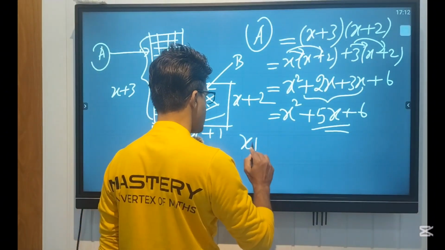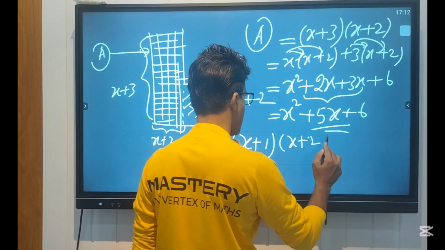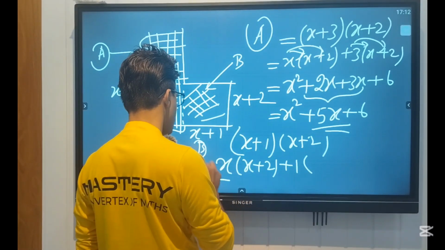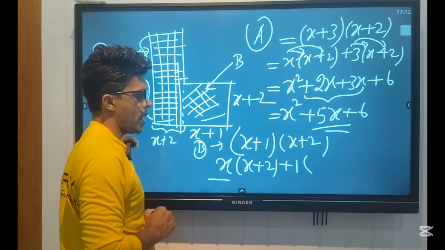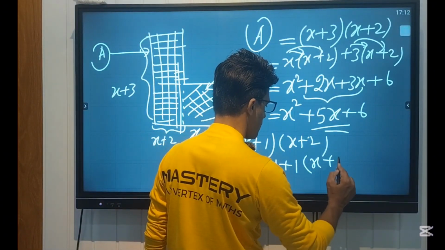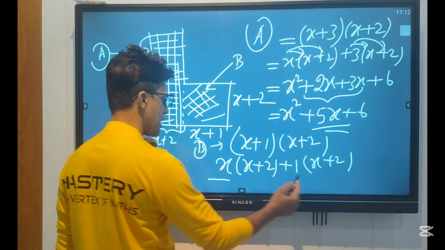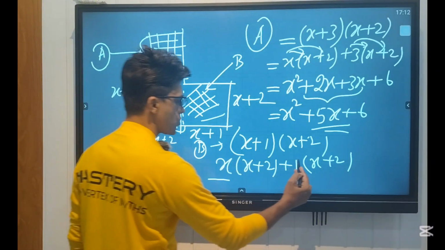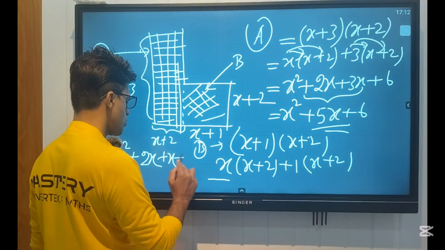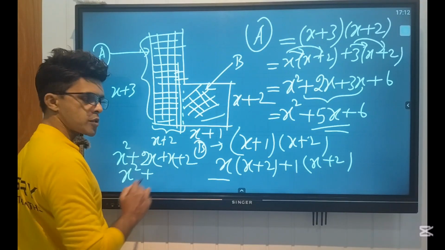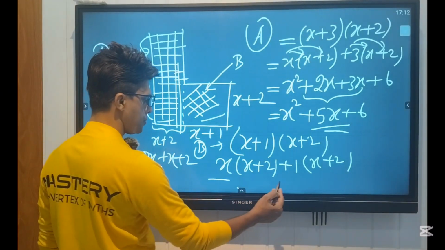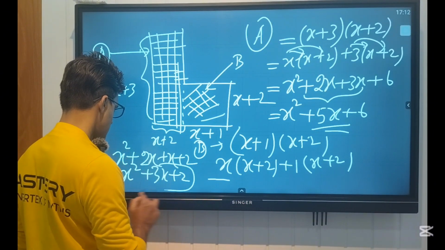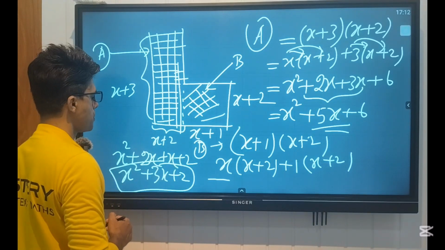So x plus 1 times x plus 2 is the area of B. So x times x plus 2, plus 1 times x plus 2. So x times x is x squared, x times 2 is 2x, 1 times x is x, and 1 times 2 is 2. So the answer is x squared plus 2x plus x, which is 3x, so x squared plus 3x plus 2 is the area of part B.